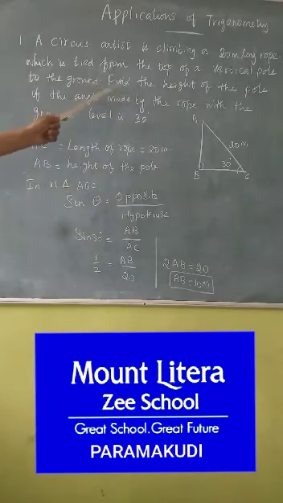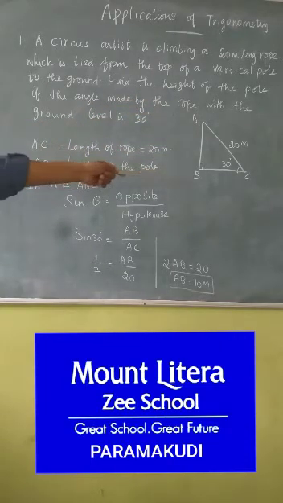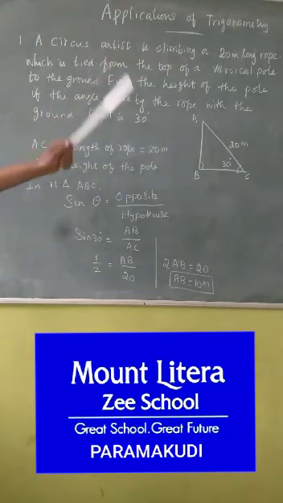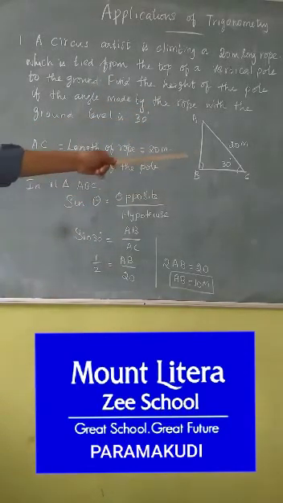Next, the angle made by the rope, AC, with the ground level. So where is the ground? BC is the ground. That makes an angle of 30 degrees. So I drew the diagram with the help of this question. Here AB is the height of the pole we want to find. AC is the length of the rope, given as 20 meters, and the angle is also given as 30 degrees.